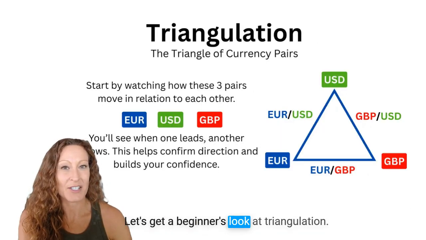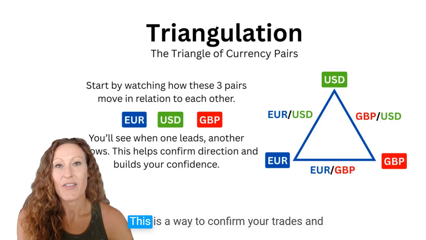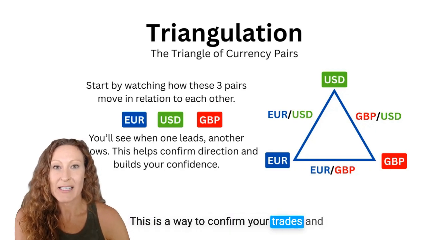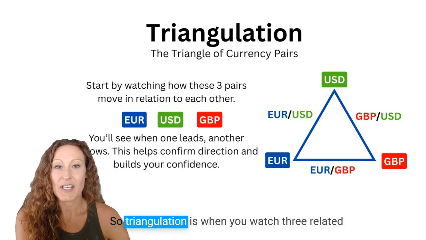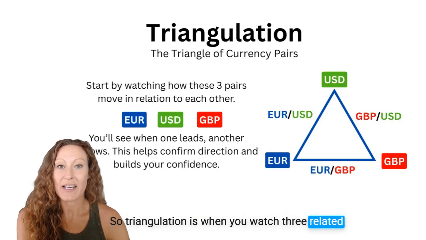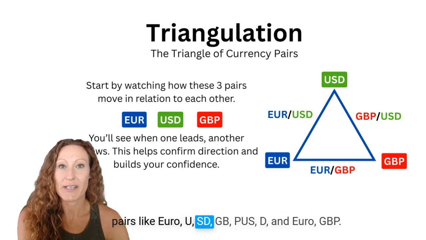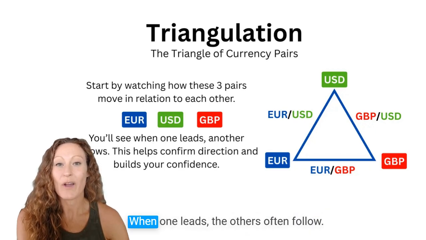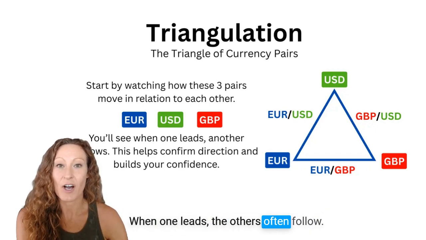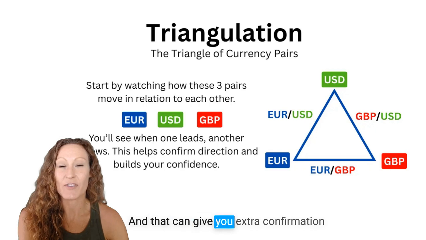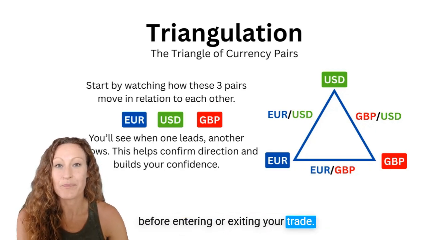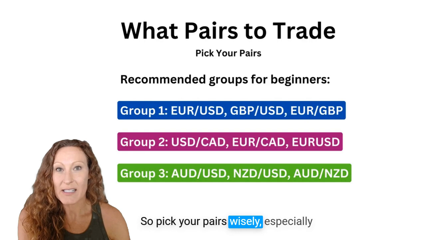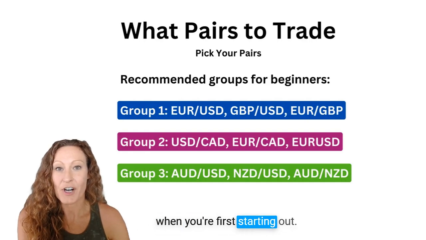Let's get a beginner's look at triangulation. This is a way to confirm your trades and help if there's any second guessing. Triangulation is when you watch 3 related pairs like Euro USD, GBP USD, and Euro GBP. When one leads, the others often follow. And that can give you extra confirmation before entering or exiting your trade. So pick your pairs wisely, especially when you're first starting out.